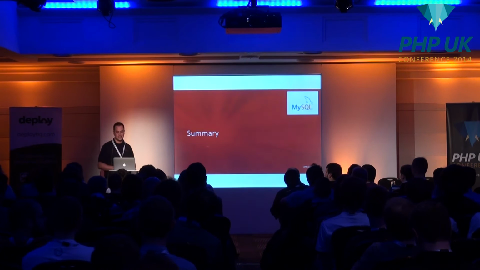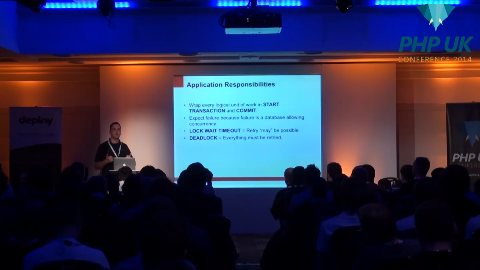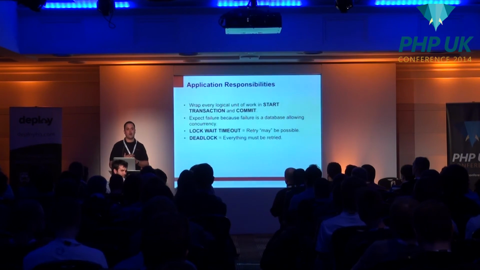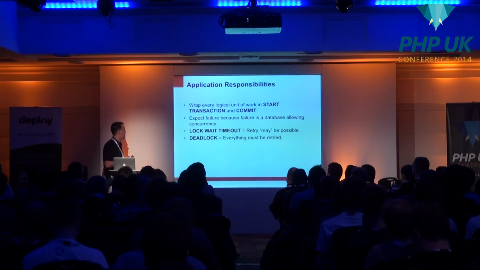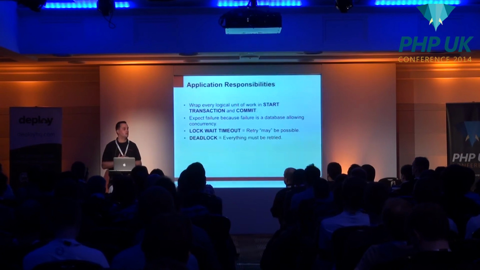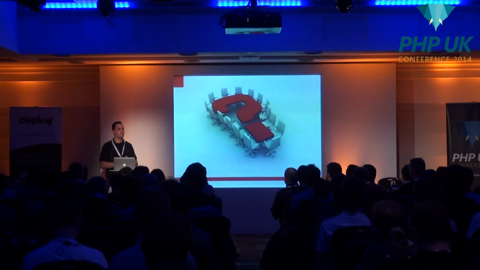No questions? Okay. So application responsibilities. Wrap every logical unit of work in start transaction and commit. If you do that, awesome. Responsibility 2 is expect failure, because failure is required for the database to be able to be concurrent. The two failures that you're going to get are lock wait timeout and deadlock. Lock wait timeout, you could retry, or you could handle it like you do a deadlock. Deadlock means that none of the changes that you had made are going to be successful. And that's it.